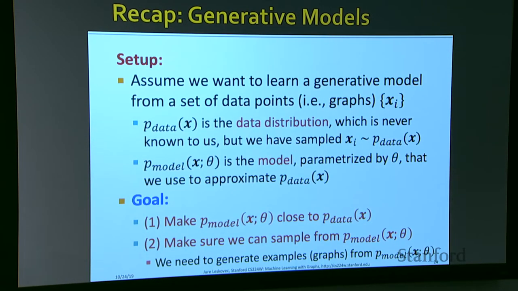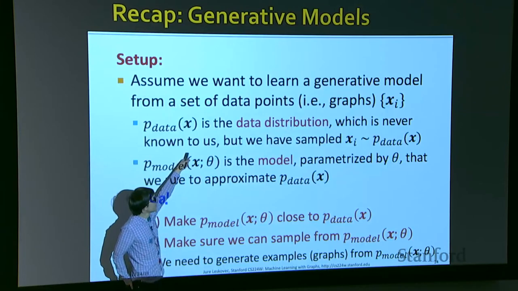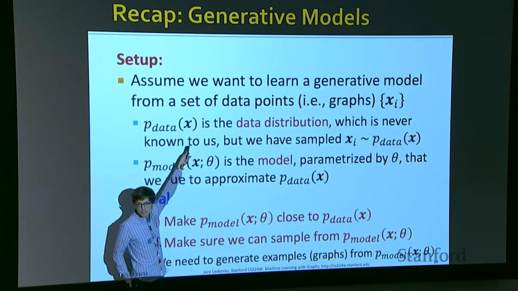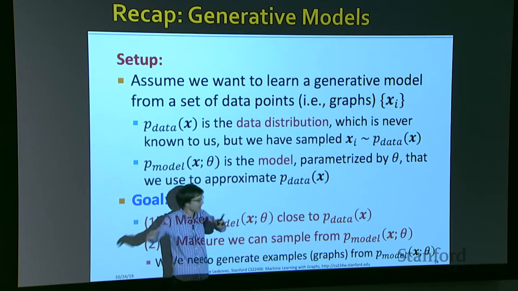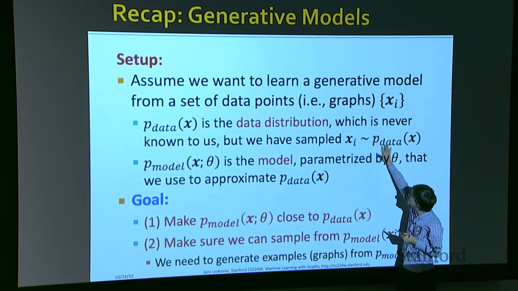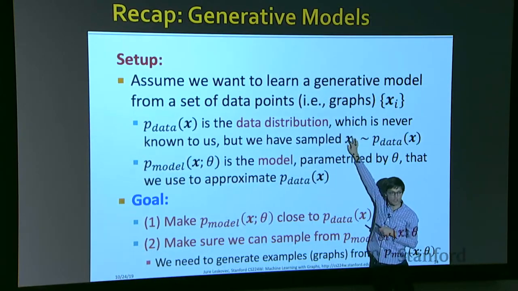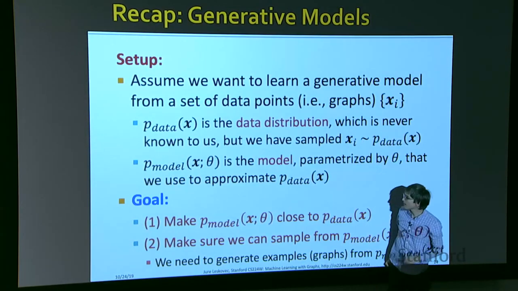The setup is that we want to learn a generative model from a set of data points, or a set of observations. And in our case, observations are entire graphs. And we will have this P data, which will be the data distribution, which is never known to us, right? This is kind of what God has in his head, or nature has it in its head, if you want to think of it that way. And all we see is what nature reveals to us, some real molecules, real social networks, whatever we get to see here.